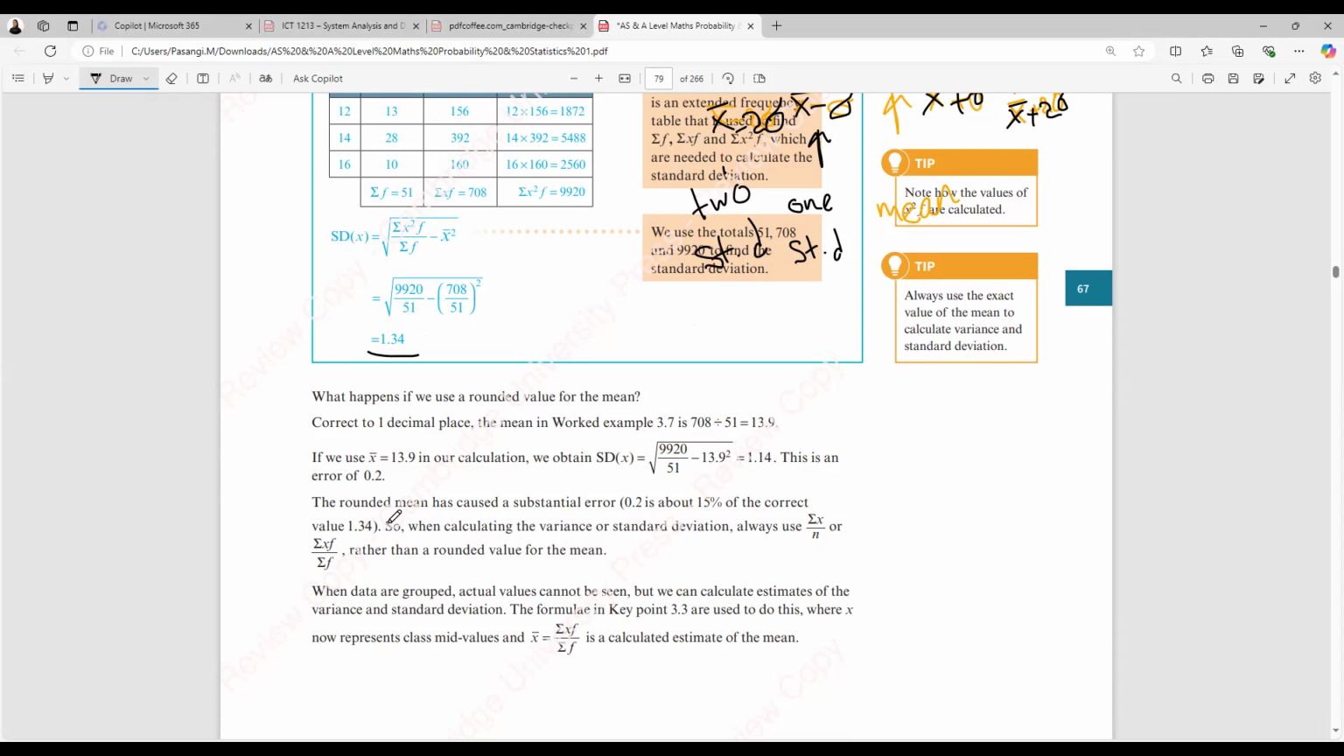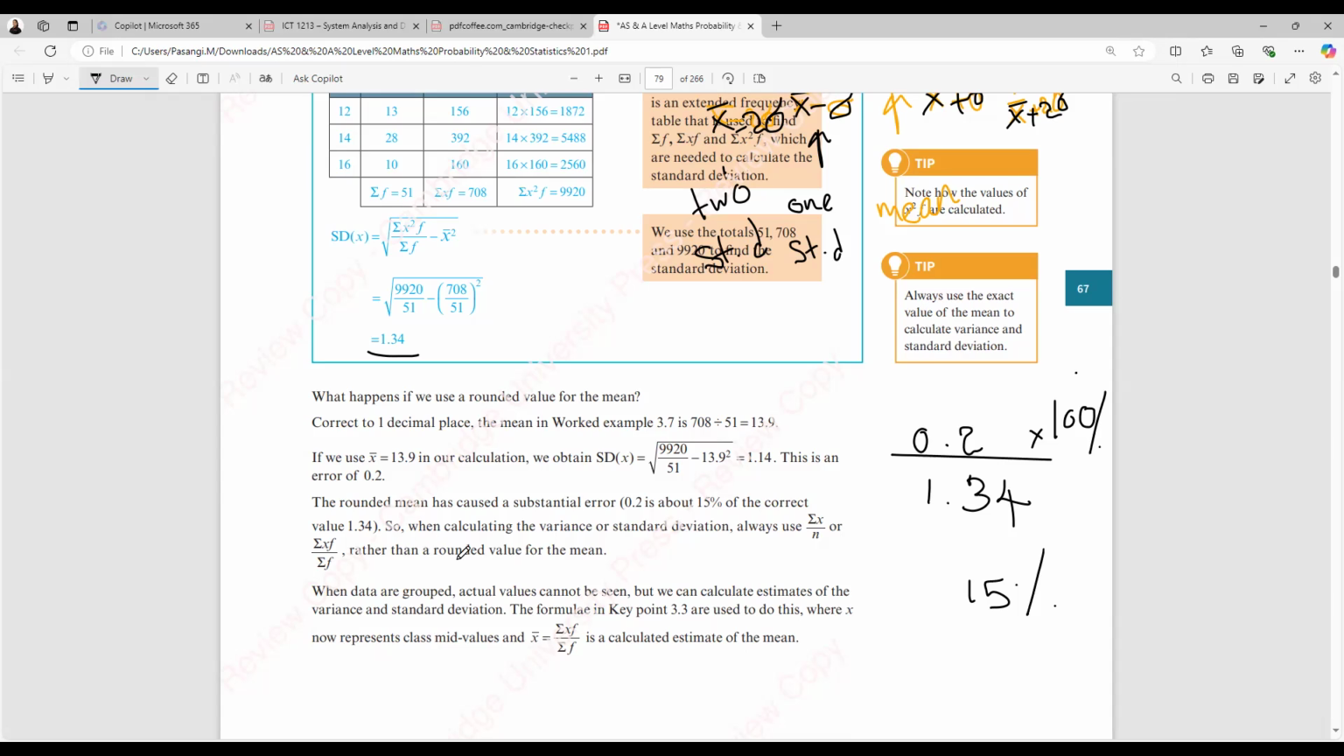Now what will happen? The rounded mean has caused a substantial error, that is 0.2, which is about 15% of the correct value, 1.34. For that, the difference from this 1.34 is 0.2. Now you can calculate the percentage of the error. 0.2 divided by 1.35, then to take a percentage you multiply by 100%. Then you will receive the answer as 15% of the correct value, that is 1.34.